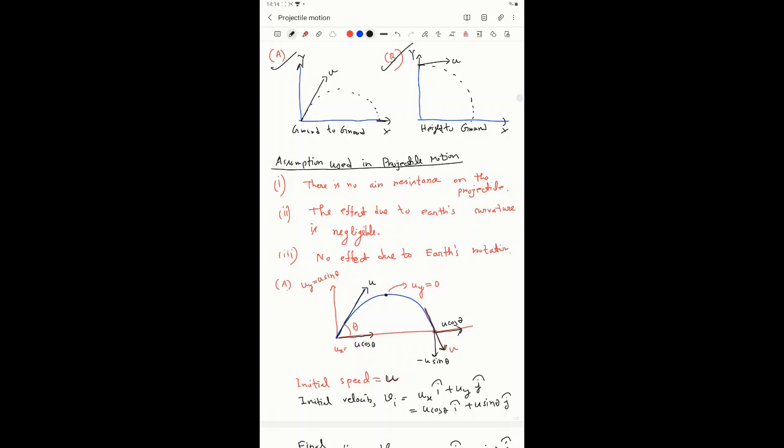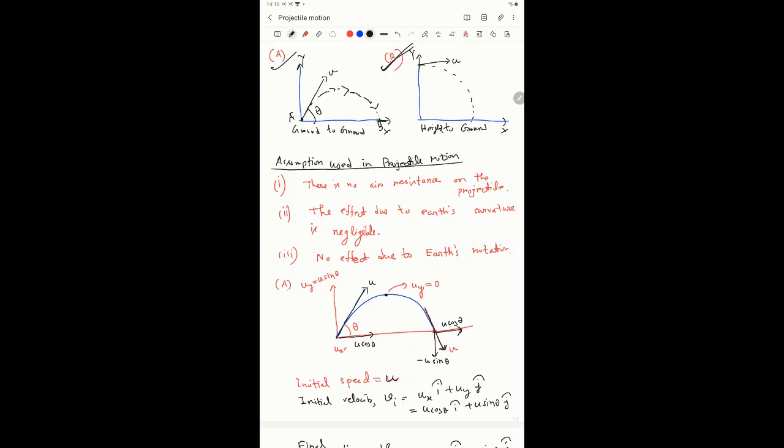In the first case we are projecting a particle from, let's say, point A. We are projecting this particle with a velocity u at an angle theta with the horizontal, and the motion of the particle is like this, and it is falling, coming to point B. So this is one type of projectile motion.